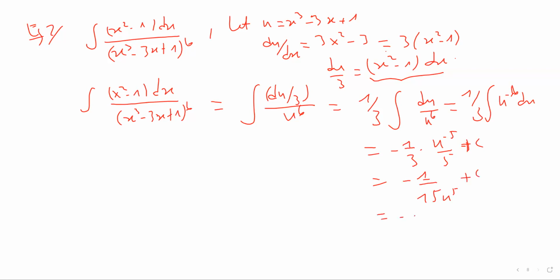Of course, we know what u is, right? So it's minus 1 over 15 times (s cubed minus 3x plus 1) to the power minus 5, plus c. So this is how we do the substitution for the indefinite integral.